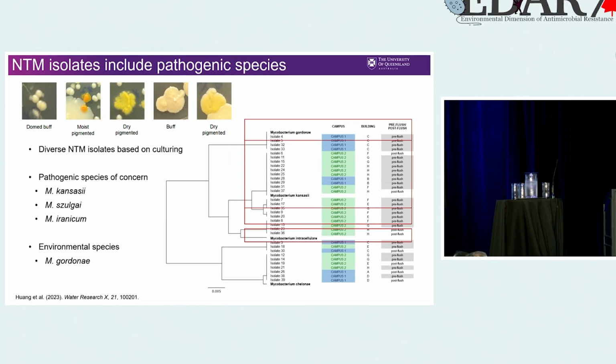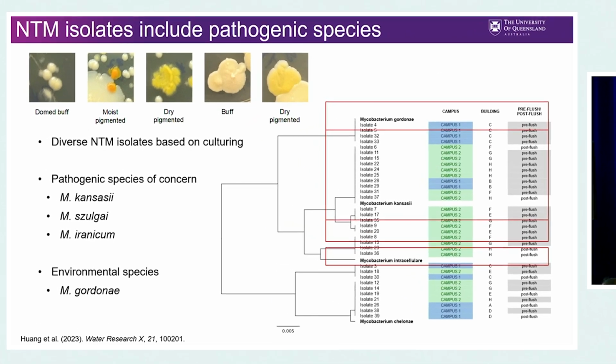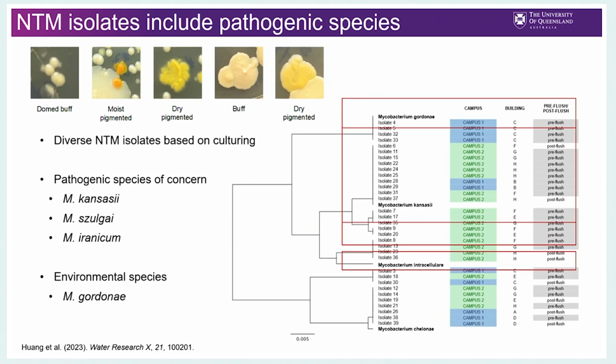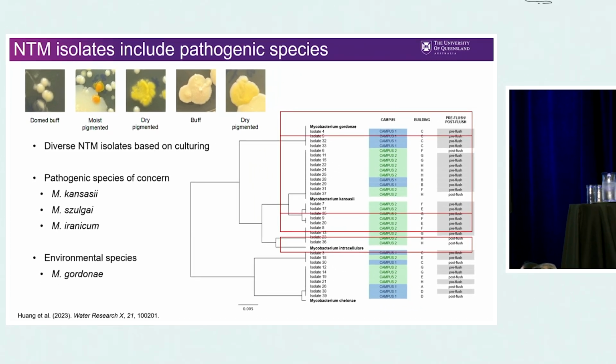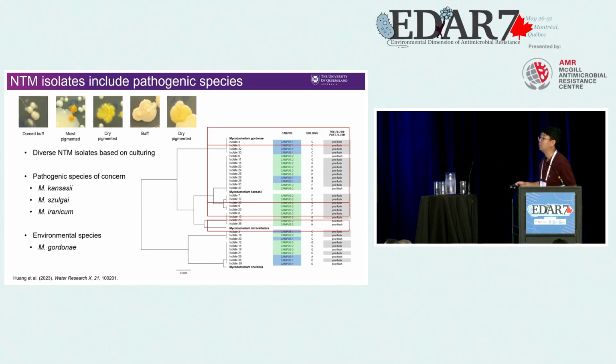So then we run the colony plate experiment. You can see a lot of very beautiful morphology here. Actually, they are very annoying bacteria, NTM. We did sequencing and confirmed we do have some clinically relevant pathogens, and we also have environmentally relevant NTM species in such plumbing systems.